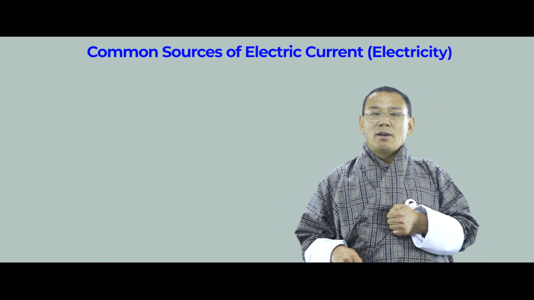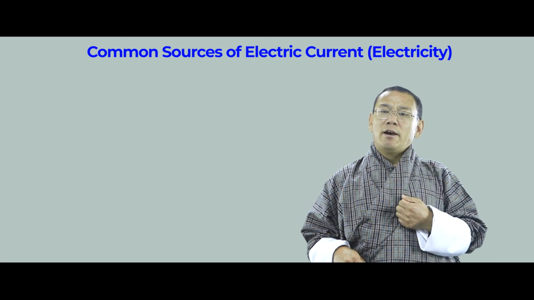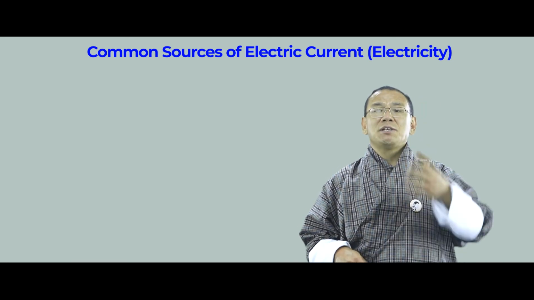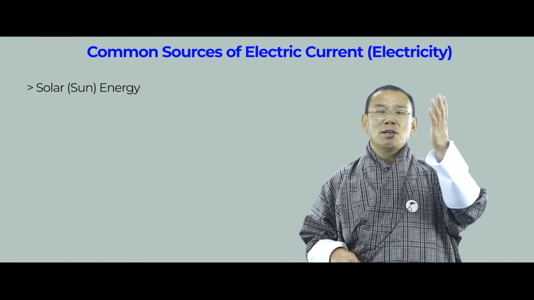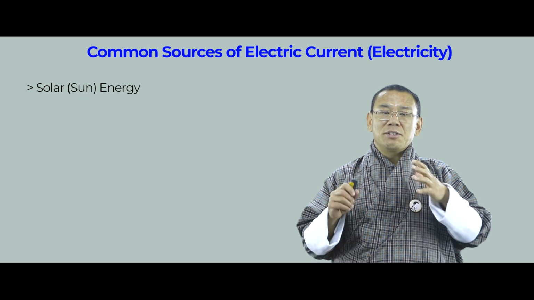Next, I would like to tell you some of the common sources of electricity. As you are aware from your lower classes, the ultimate source of electricity is the sun itself. If there is no sun, all the other forms of energy will be absent on this earth.